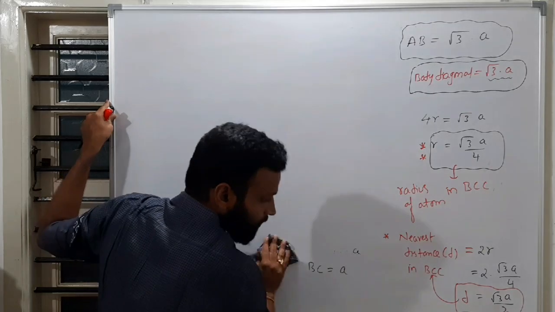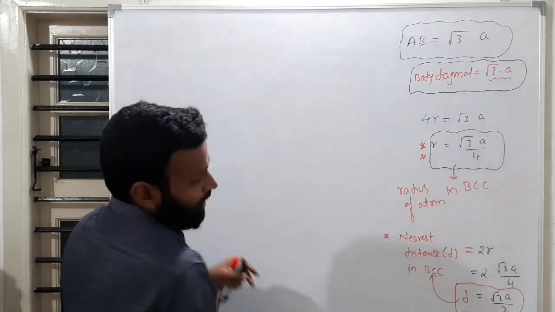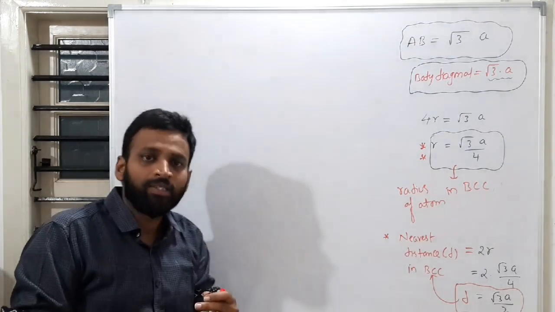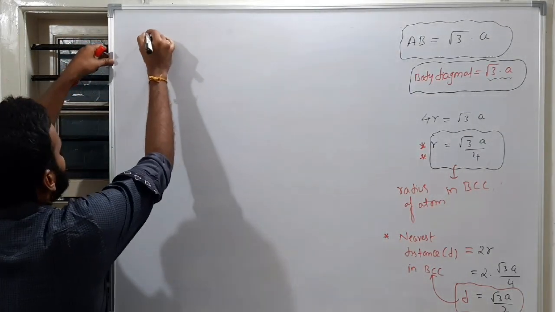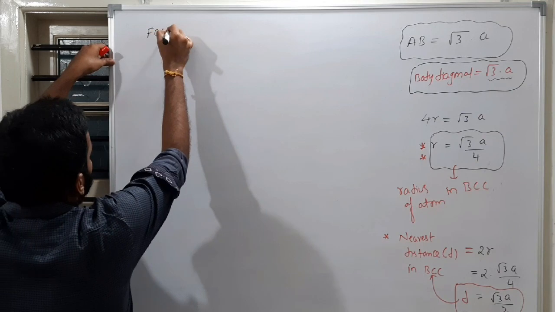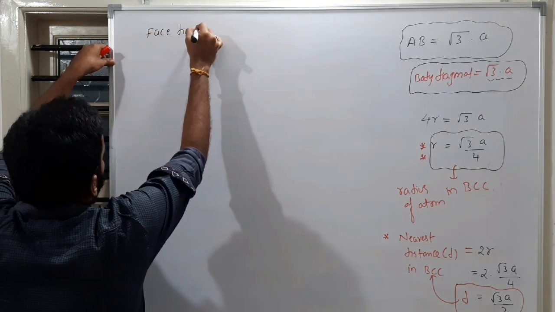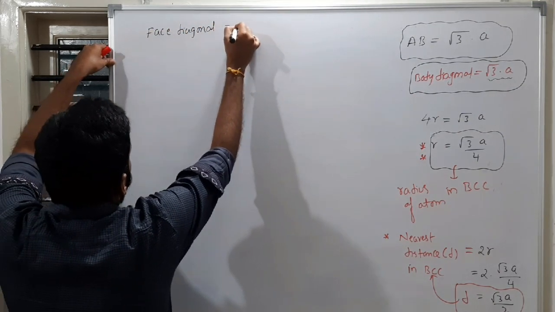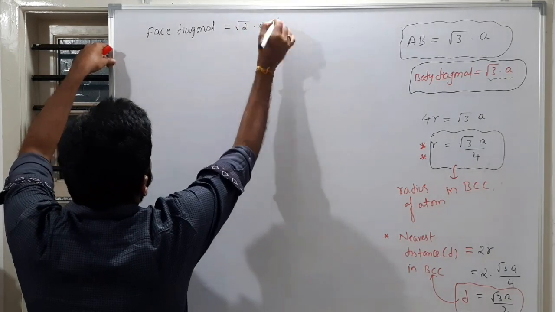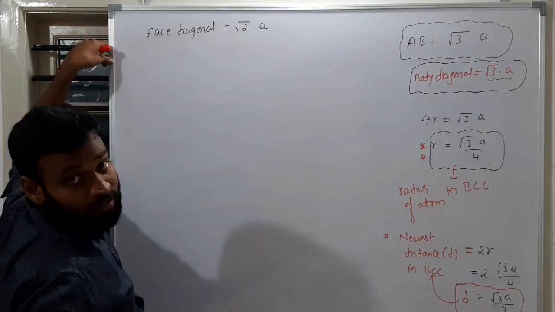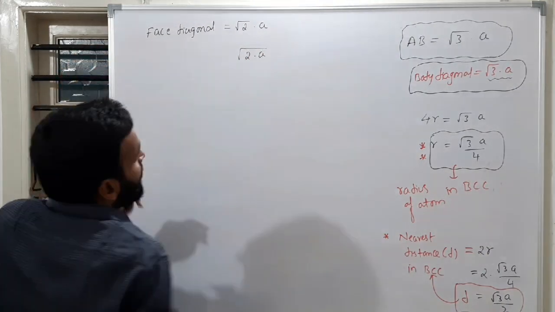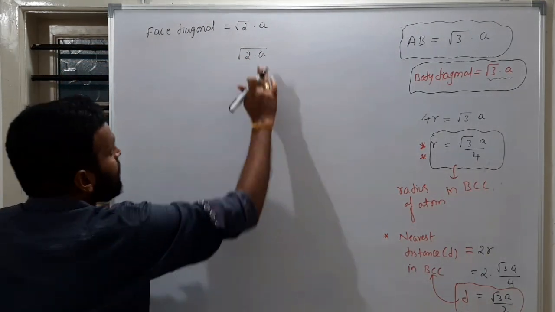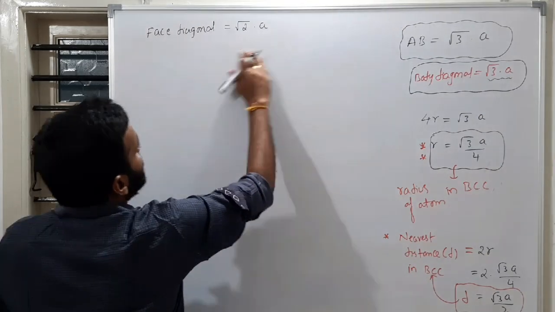What is the body diagonal formula? Root 3a. What is simple cubic? Simple cubic radius is a by 2. Okay, I'll write all those. First I will start with this. Face diagonal formula: root 2 into a. There is no root for a, remember this one. Few people will write root 2a and say, sir, answer is not coming, sir. Why will the answer come? There is no root for a.